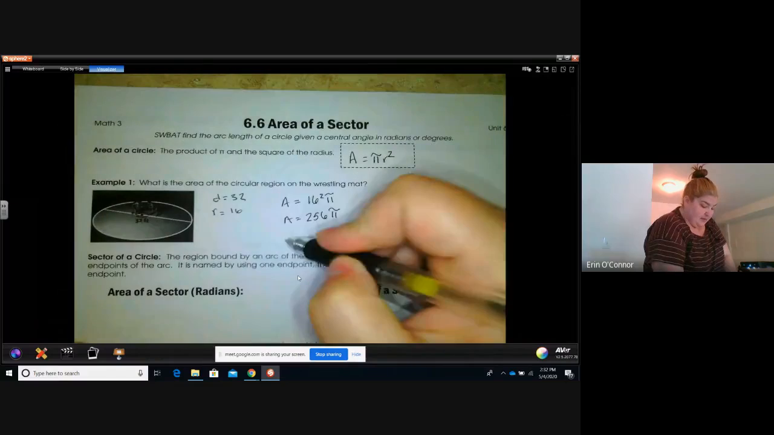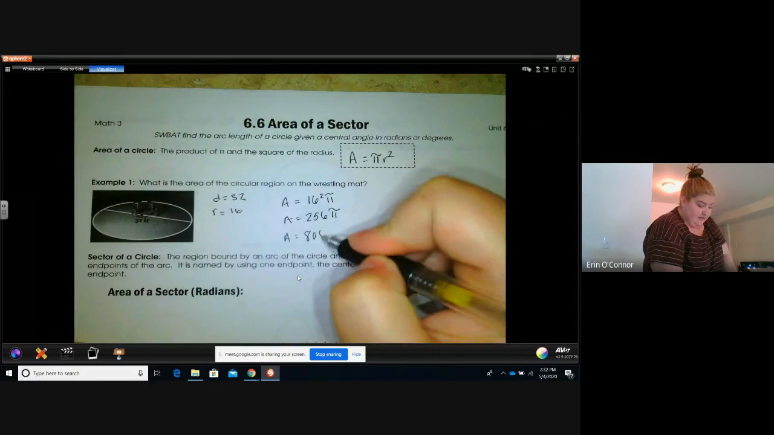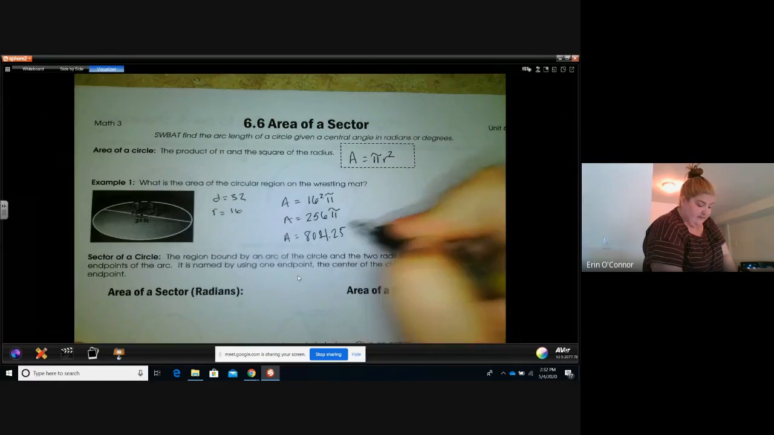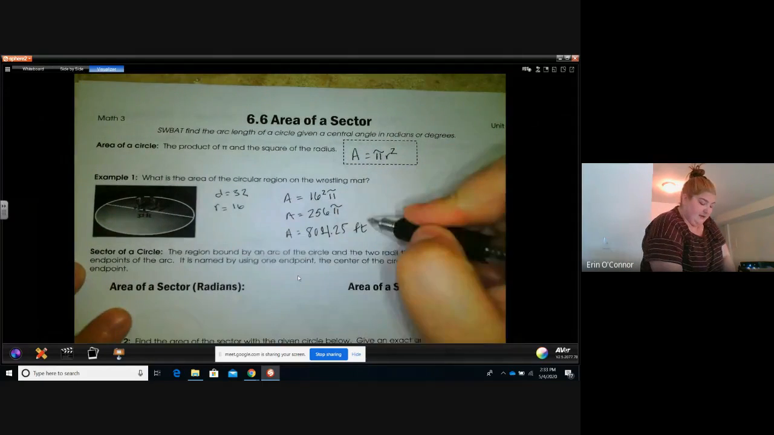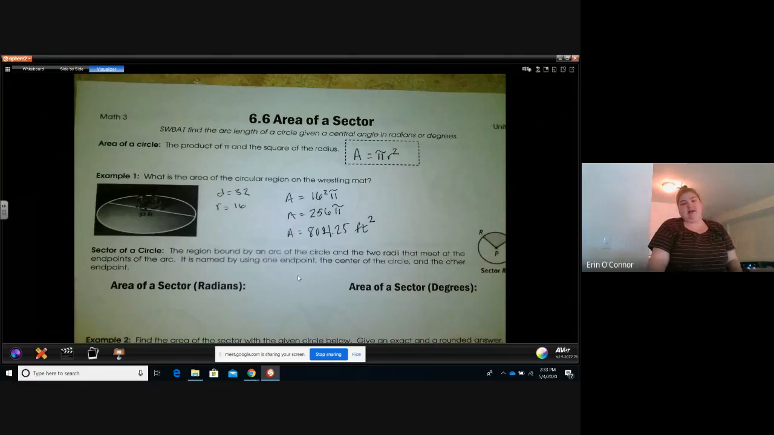804.25 feet. So that's the area of the whole mat, and this is going to be feet squared because it's area. Area is always in square feet.